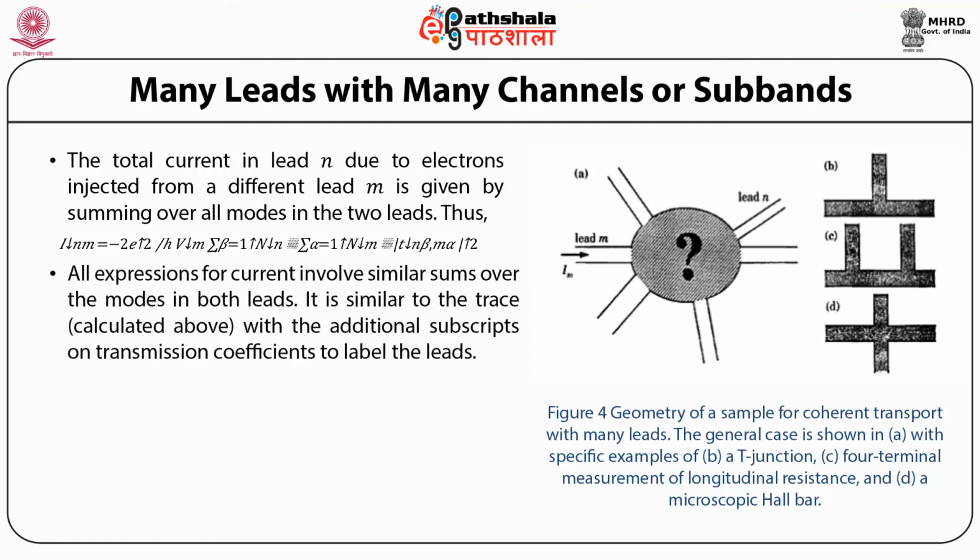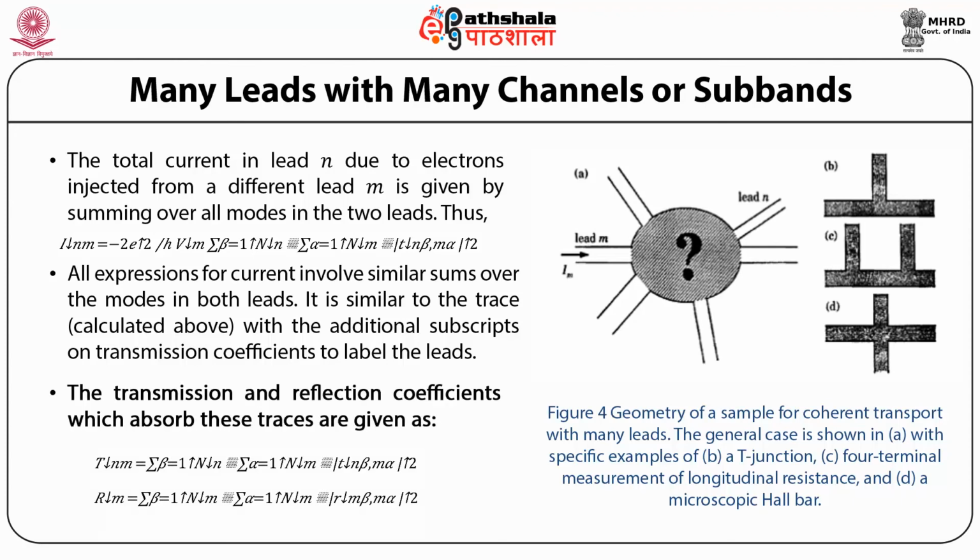All expressions for current involve similar sums over the modes in both the leads. So it is similar to the trace, with additional subscripts on transmission coefficients to label the leads. The transmission and reflection coefficients which absorb these traces are given by Tnm equal to summation over beta equal to 1 to Nn, summation over alpha equal to 1 to Nm, modulus Tn beta m alpha, this whole square. And similarly, Rm will be obtained by replacing T by R.